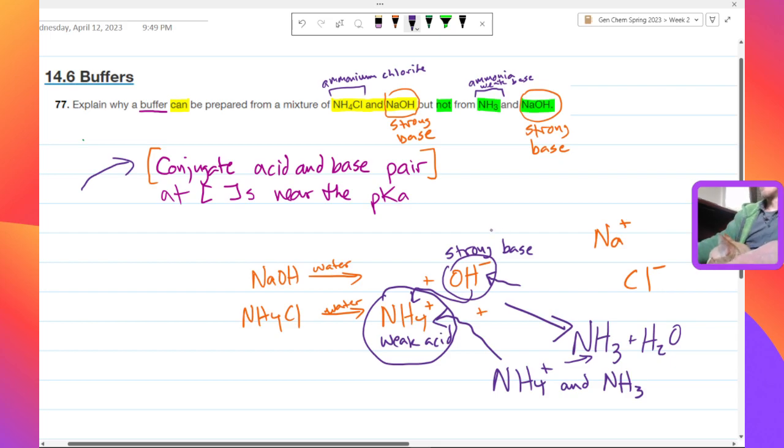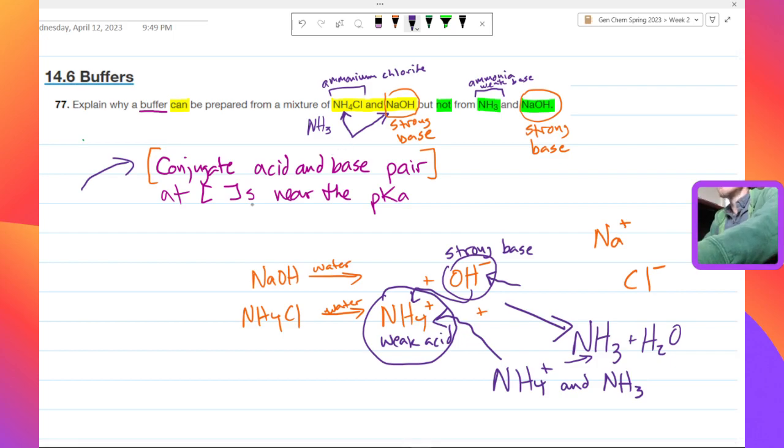So again, what's happening is the NaOH is converting some of the NH4 into NH3, ammonium into ammonia, and that creates the buffer pair. That is why this first pair that is highlighted in yellow can be used as a buffer.